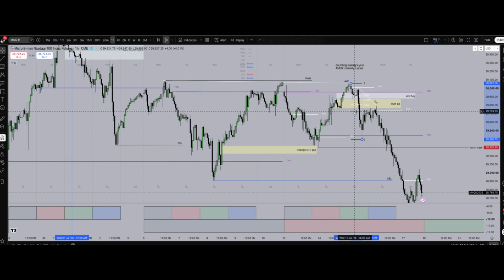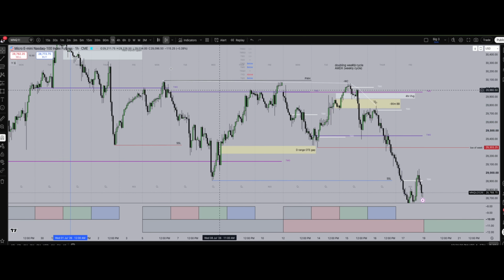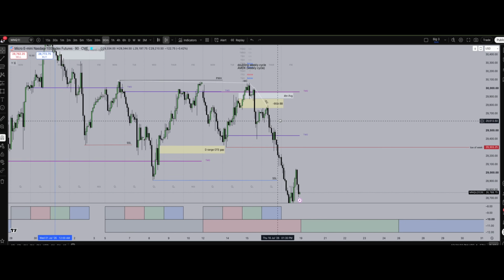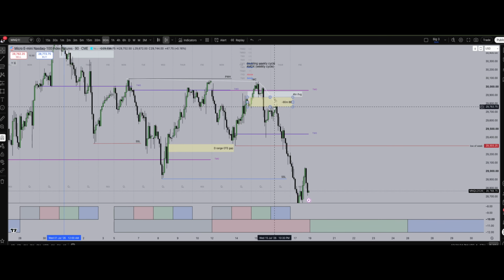I mean, just look where the candles are closing. This is on the 1 hour chart. If I go to the 90-minute, it's even more aggressive, right? Just not even getting any closure in that 90-minute breaker.